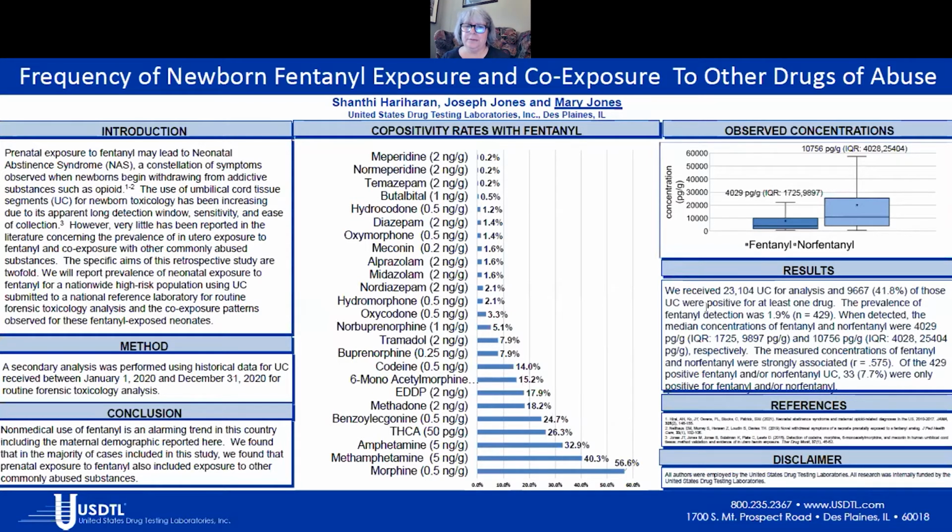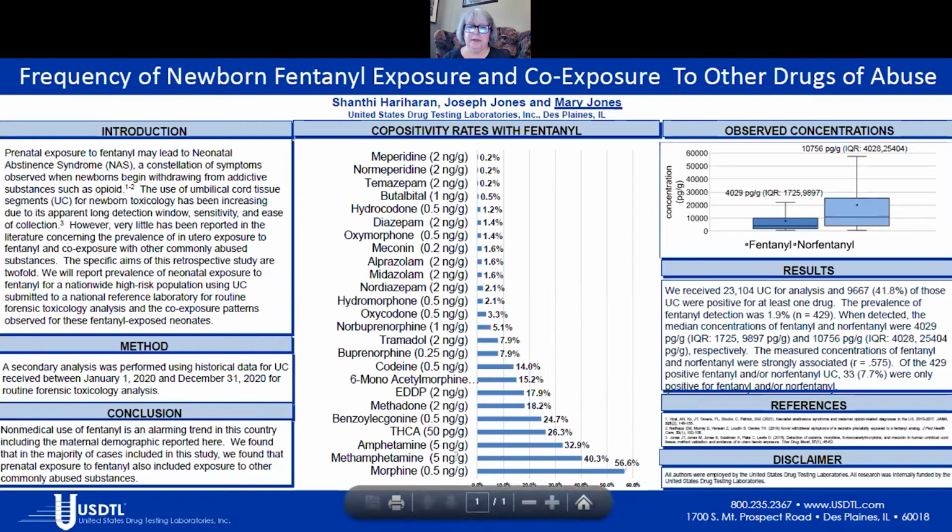So now we'll move to the middle of the poster, and you can see a list of drugs. And I'm going to start at the bottom because the bottom of the poster are those drugs that we saw co-exposure with fentanyl most often. And next to the name of the drug is actually the cutoff for that drug, because all cutoffs are different for different drugs. So we'll start with morphine, which has a cutoff of 0.5 nanograms per gram. And we saw that 56.6% of the time.